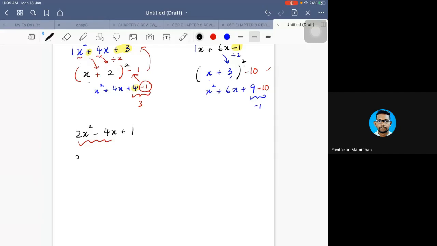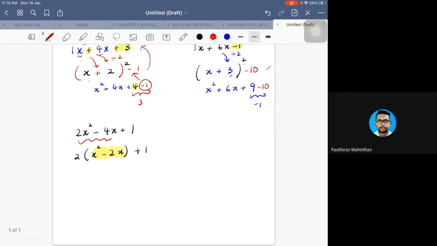So I akan dapat x tolak 2x. Kat belakang ni dia adalah tambah 1. Constant tu tak payah kacau, so leave it as it is. Sorry, ni adalah square. Okay, lepas dah dapat dalam bentuk ni, so yang dalam bentuk x square tolak 2x ni, I akan jadikan dia dalam bentuk complete square, dalam bentuk square.